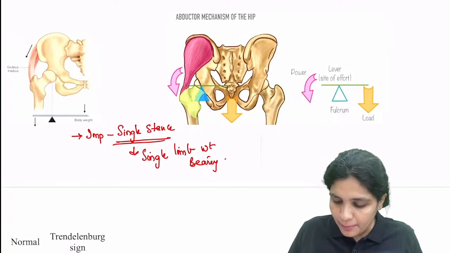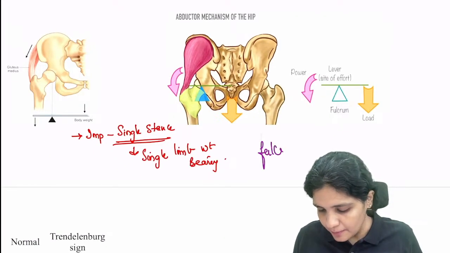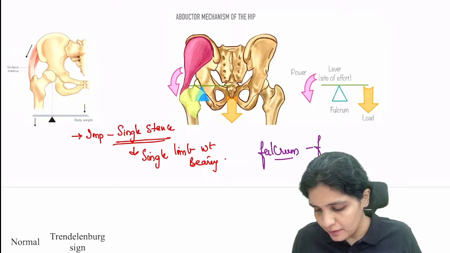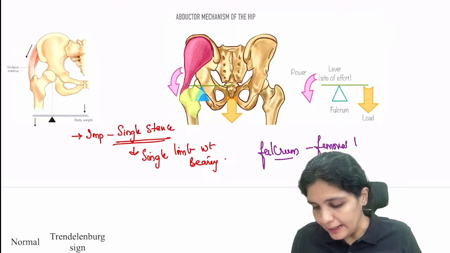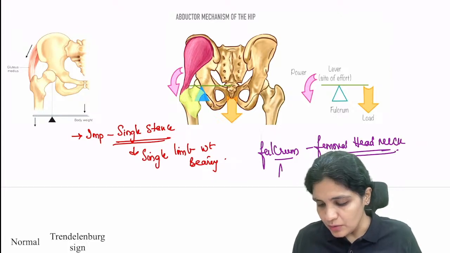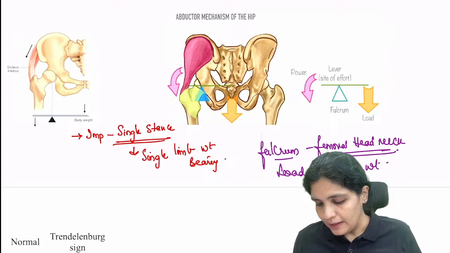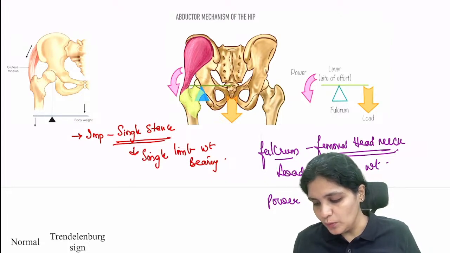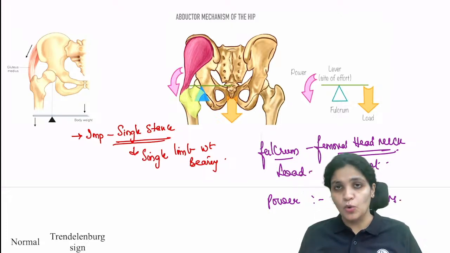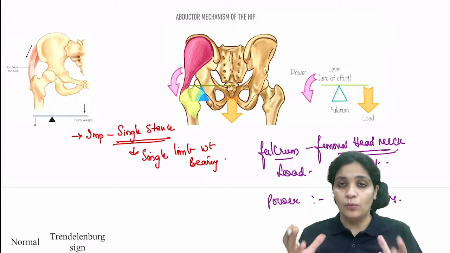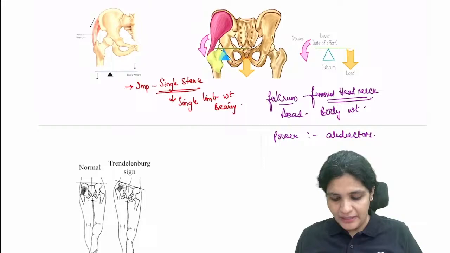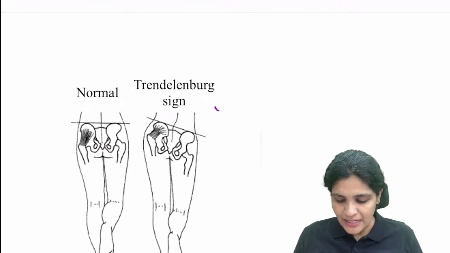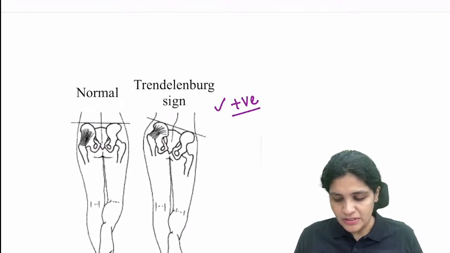So here what you remember: the fulcrum is nothing but your femoral head and neck, right? And what is the load? It is your body weight. And now the power is your abductor. So whenever there is weakness in your abductor, when there is no power, the load cannot be taken. Whenever the load cannot be taken, you see this sign which is called Trendelenburg sign positive.